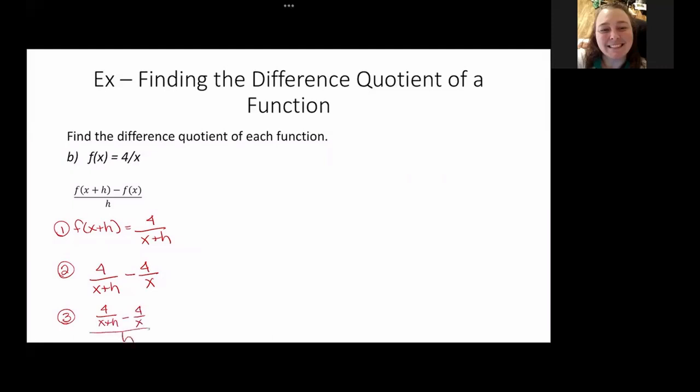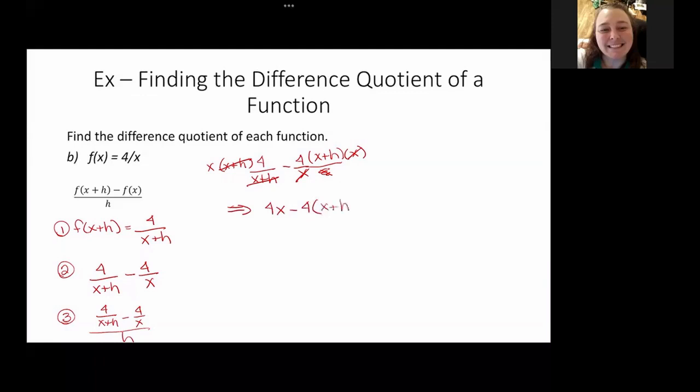Now let's take a look at that numerator and try and make it a little bit prettier. So 4 over x plus h minus 4 over x. Now I can multiply both sides by x plus h. That gets rid of that one. Then I can multiply both sides by x. And that gets rid of that one. So that gives me a numerator of 4x minus 4 times x plus h, divided by h.